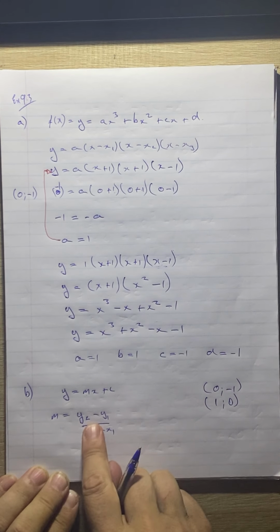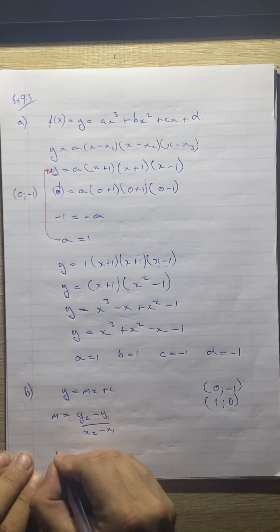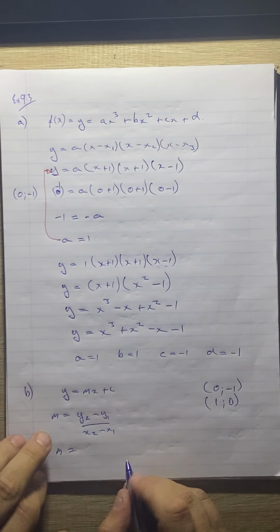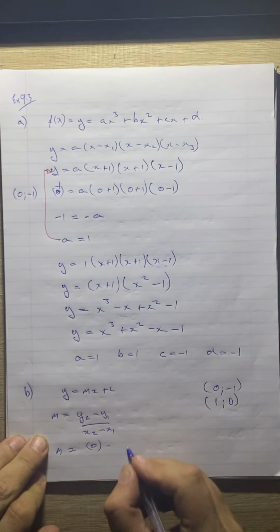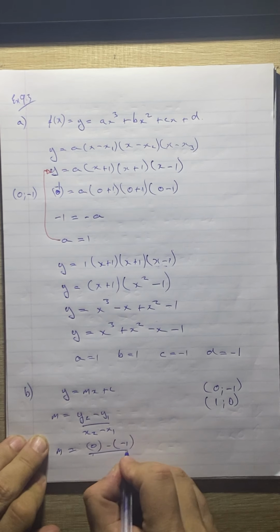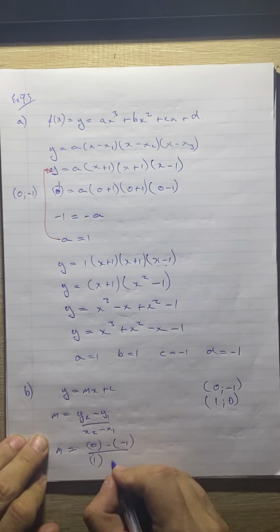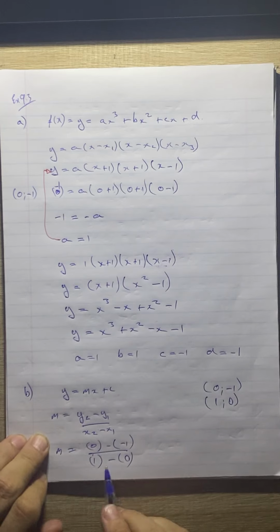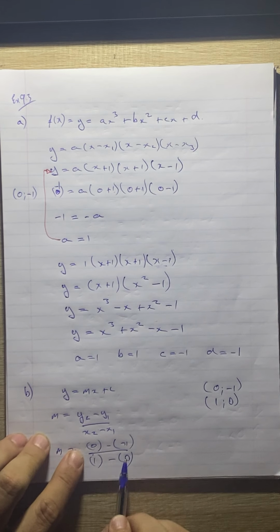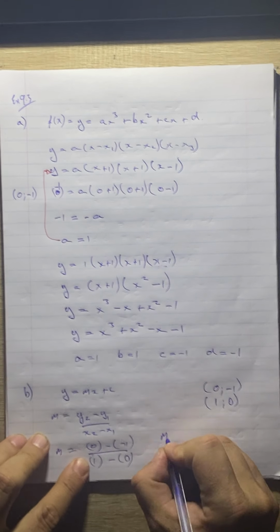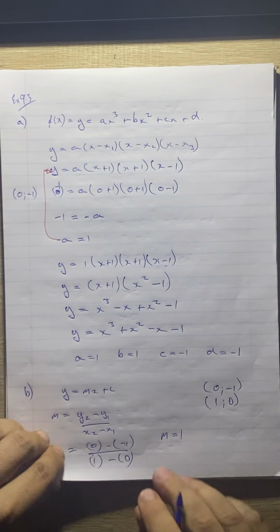I'm going to substitute these points in here. So we get m is equal to (0 minus 1) over (1 minus 0). So that will give us 1 at the top, 1 at the bottom. So m is equal to 1. Okay, I'm just going to continue on the next page.